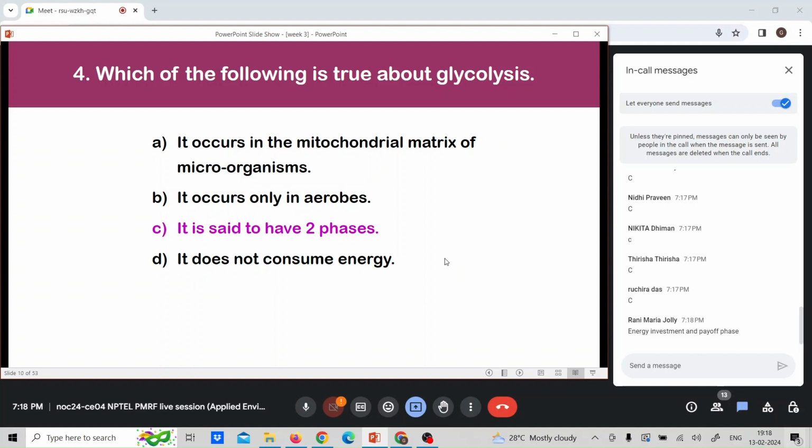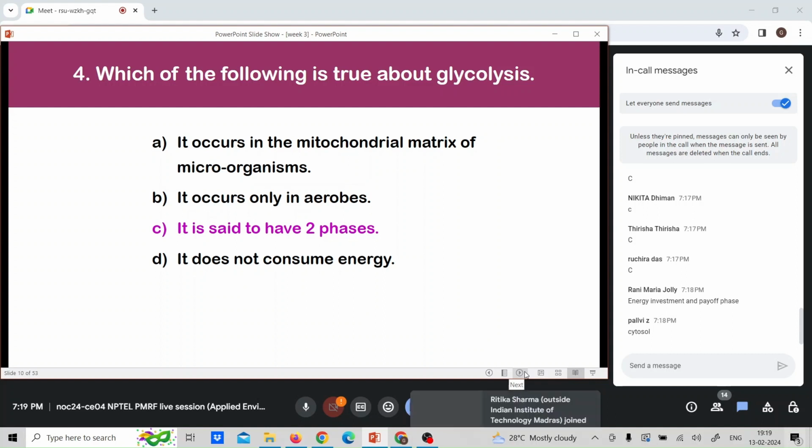Of course, glycolysis does not occur in the mitochondrial matrix, but where does glycolysis occur? I guess I told this last week. Within the cell, it happens in the cytosol. And as discussed in the previous question, glycolysis happens whether it's aerobic or anaerobic condition. The energy investment phase means there is consumption of energy. But when you are calculating, the net ATP will be a gain. That doesn't mean there is no ATP being spent in glycolysis. We spend a few ATP molecules and gain more than that, so that our net ATP is a gain.